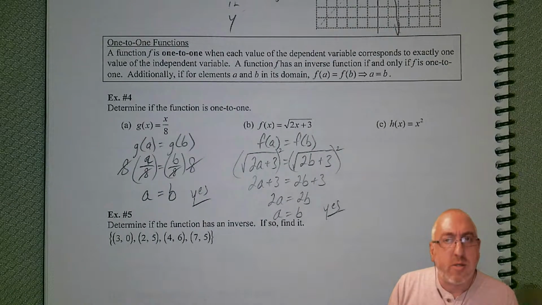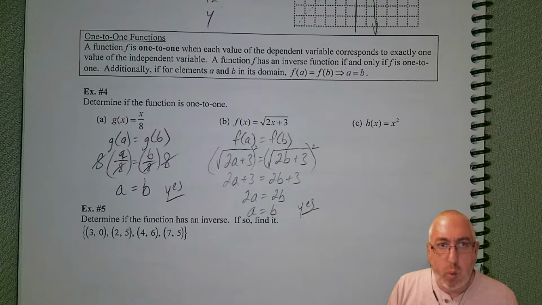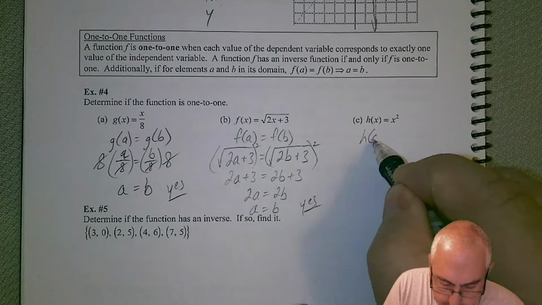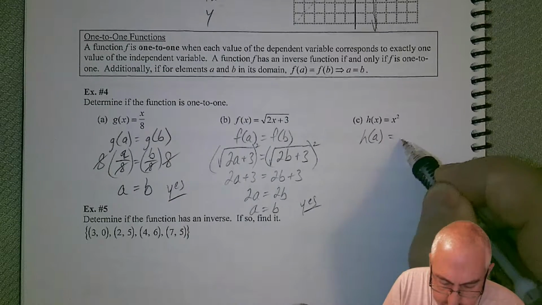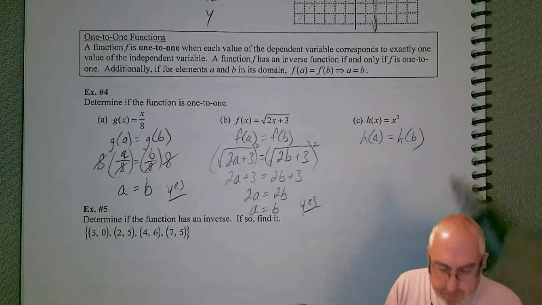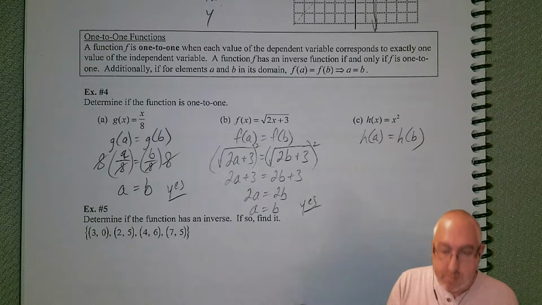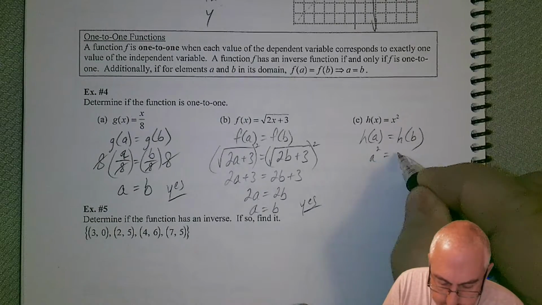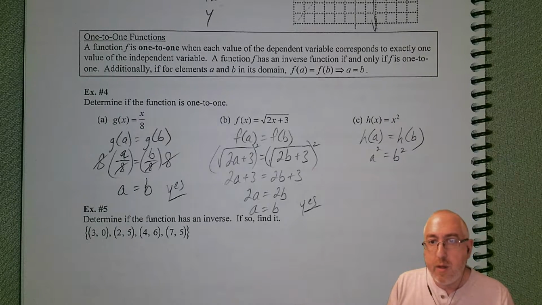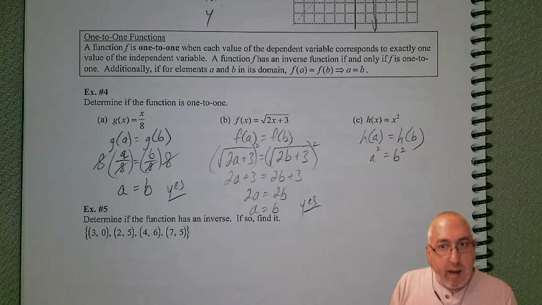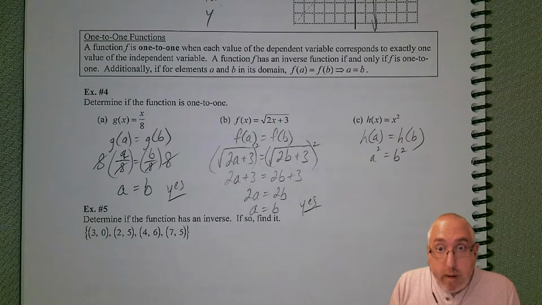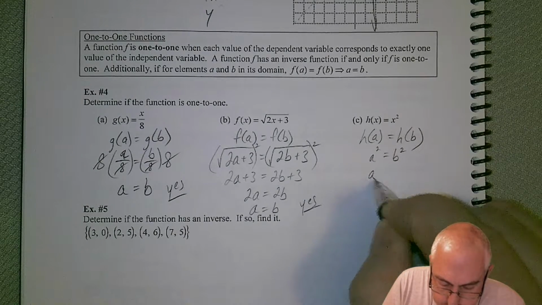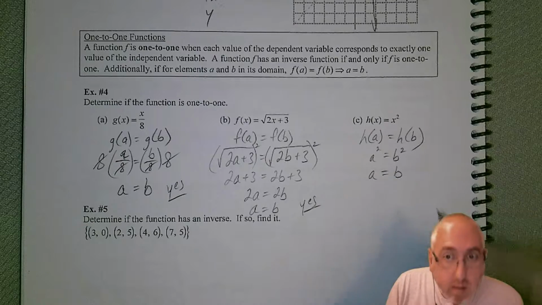What about x squared? Well, let's do it the same way. h of a equals h of b. So substitute, we get a squared equals b squared. Now you might say, square root, right? Yeah, we're going to square root them. And so a equals b.